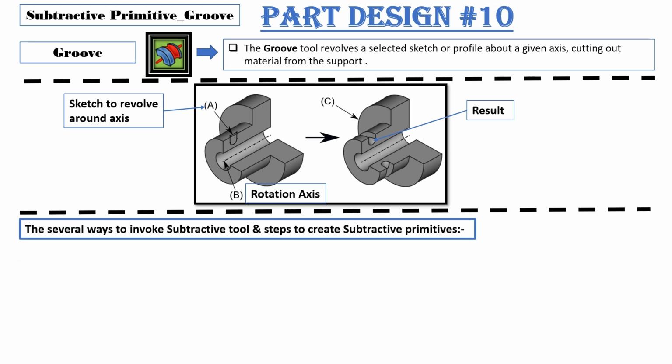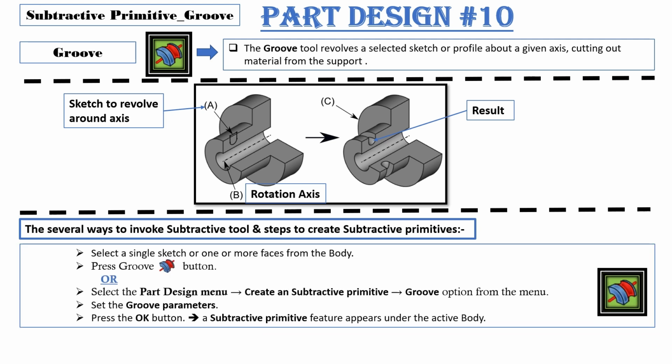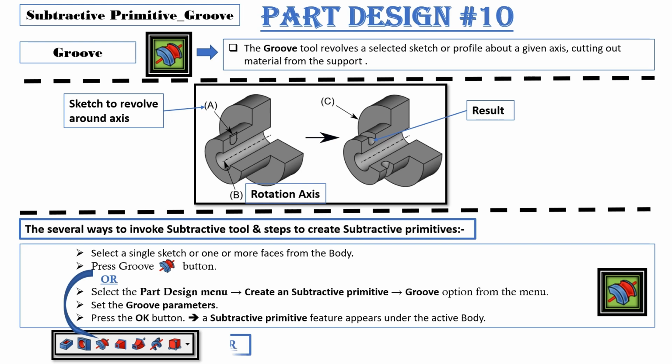In the following picture, you find the several ways to invoke the Groove tool and the steps to create subtractive primitives. Select the sketch and then press the Groove button. The second option is from the Part Design menu. And then set the groove parameters.